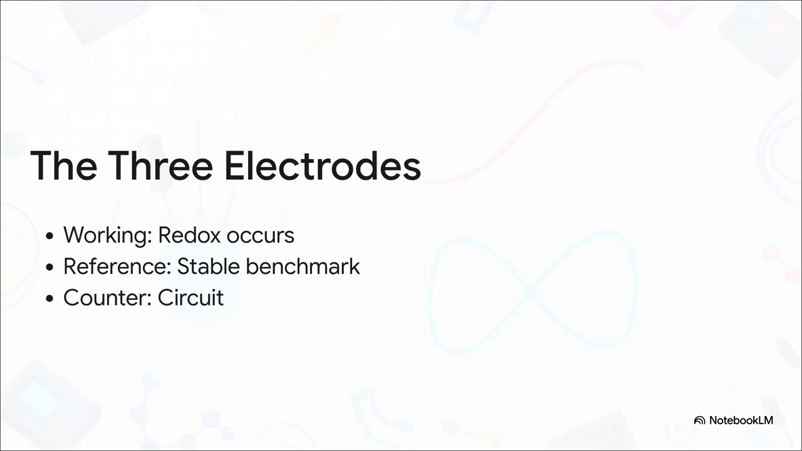But here's the catch. We absolutely cannot pass a significant current through our reference, or we'd completely ruin its pristine stability. And that is exactly why we introduced the counter-electrode, which is often just a simple platinum wire. Honestly, think of the counter-electrode as the bodyguard for the reference. It completes the circuit and balances the current flow, ensuring the reference electrode remains completely undisturbed.